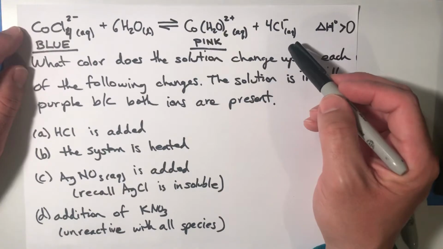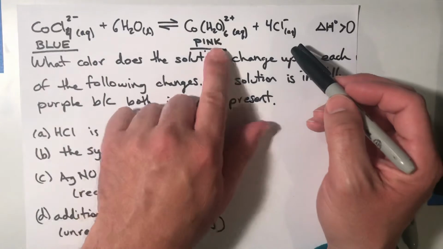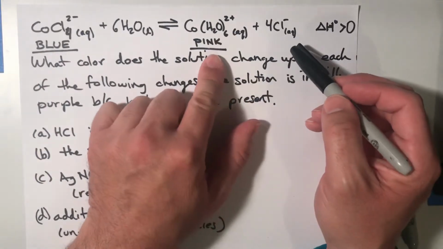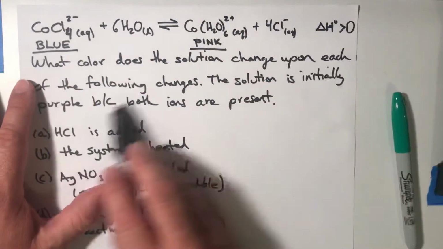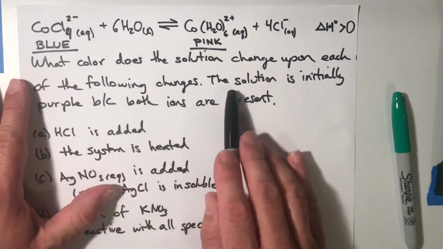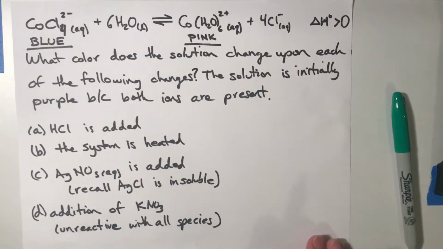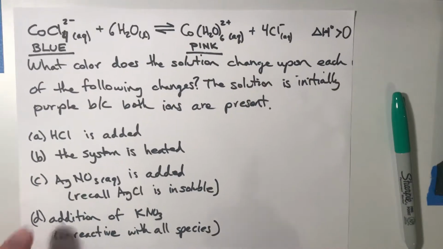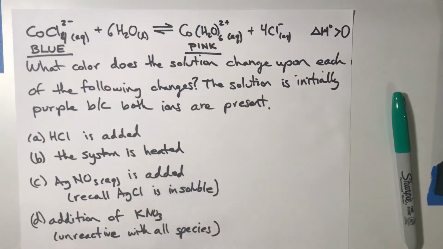So this involves cobalt ions, and when it's in the chloride form, it's blue. When it's in the aqua or water binding form, it's pink. So what color does the solution change upon each of the following changes? That should be a question mark. The solution is initially purple because both ions are present. So we prep the solution in such a way that both this ion and this ion are present. We get a purple solution to begin with.